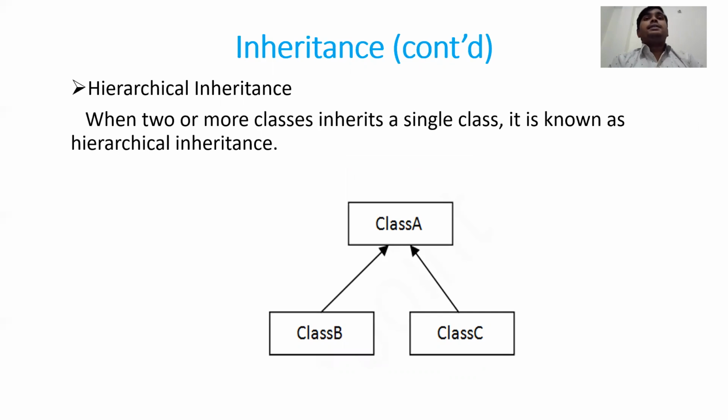Well, then we'll discuss hierarchical inheritance. When two or more classes inherit a single class, it is known as hierarchical inheritance. In the figure, we can see that class B and class C are the child classes of class A. That means class A has two child classes. They are class B and C. So it is hierarchical inheritance.